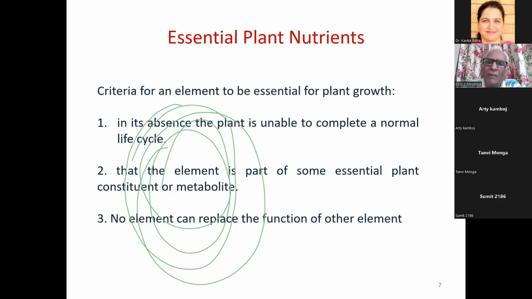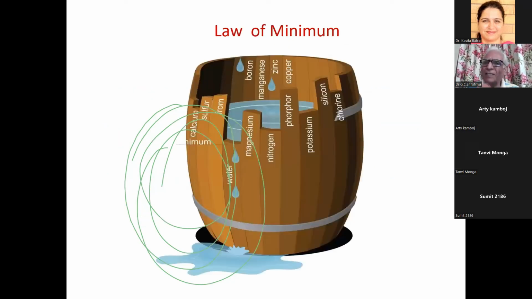So you can now understand that all the 17 nutrients, the elements which we have talked about, have to be there in the nutritional system of the plant for normal growth.